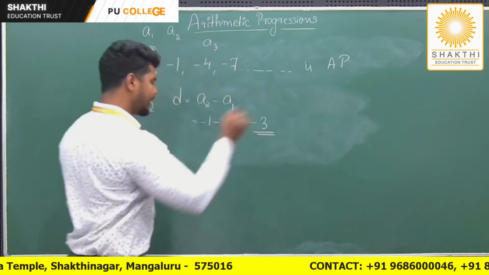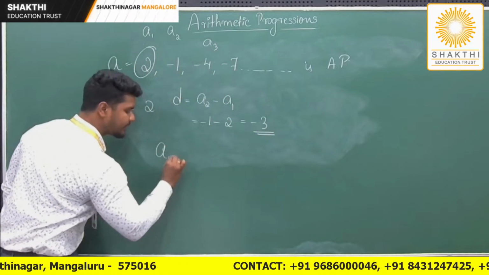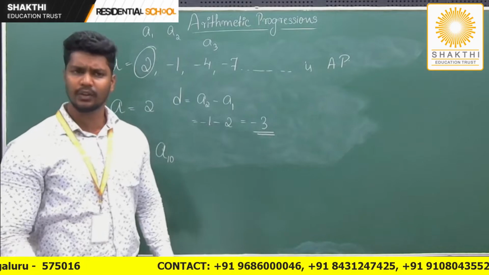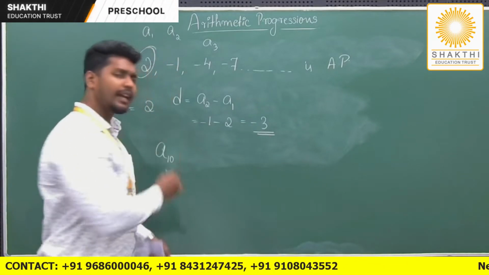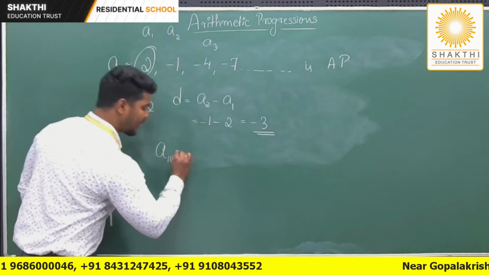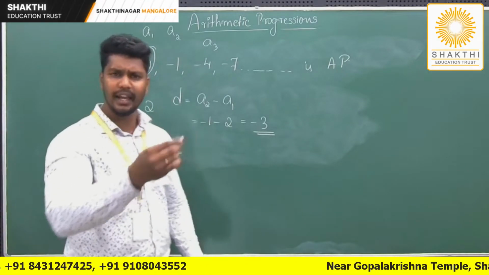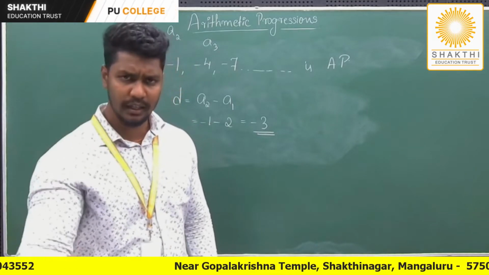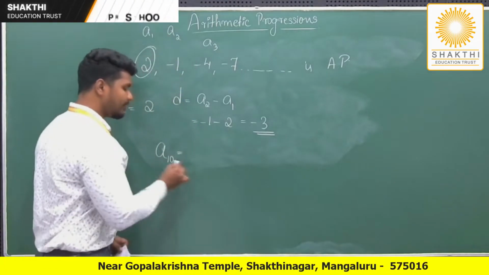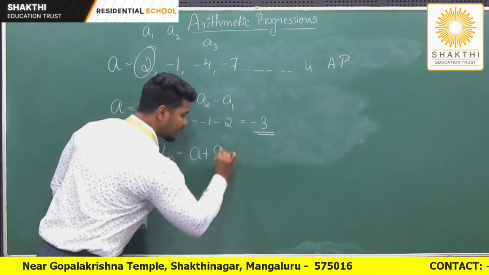If the 10th term is asked, if I have to find the 10th term, it is denoted as A10. I told you the nth term is denoted by An, so the 10th term is denoted by A10. I told you how we write An: the nth term is given as A plus n minus 1 into D. In a similar way, A10 will be written as A plus 9D.